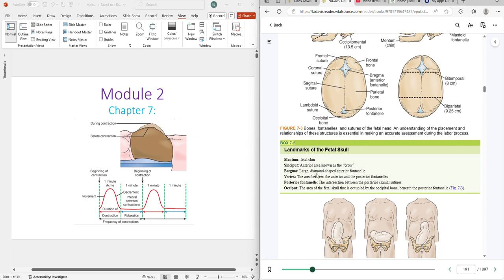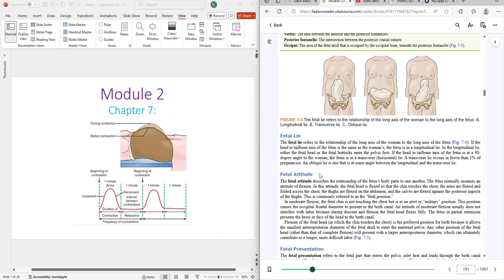The bregma is the anterior fontanelle, which is up here on the top of the fetal head. Vertex is the area between the anterior and posterior fontanelles, which is here. The posterior fontanelle is here. And then the occiput is back here, the occipital bone. So if you feel the back of the head past the posterior fontanelle, that is the occiput area.